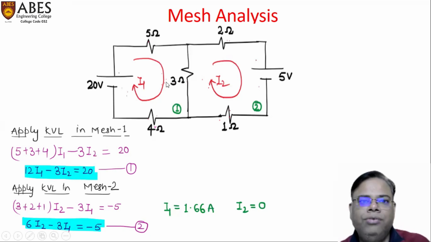Both the currents we are assuming here in clockwise direction. You can take first one clockwise and second one anti-clockwise, or both the currents in clockwise or anti-clockwise direction. These are unknown currents and you are free to assume the direction of such currents. We can take first current in clockwise and second current in anti-clockwise direction.